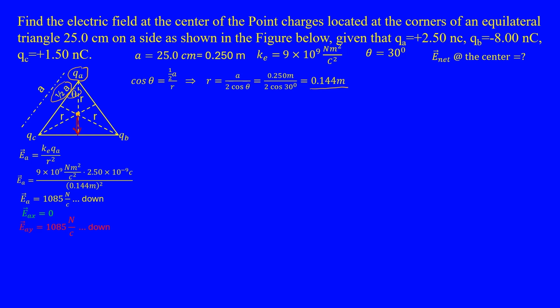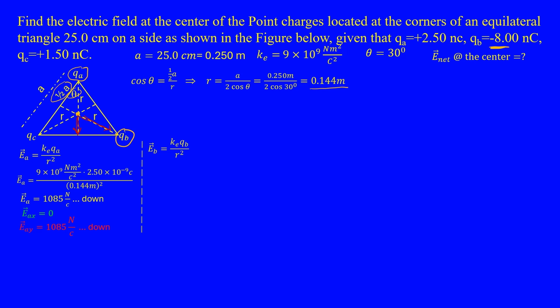Alright, let's do the same thing with charge B. So what is the electric field at the center of the equilateral triangle due to charge B? And that is going to be equal to the electrostatic constant multiplied by the charge at that point divided by R squared. Now what is the direction going to be? Because Q sub B is negative, the direction of the electric field due to this charge is going to be towards it.